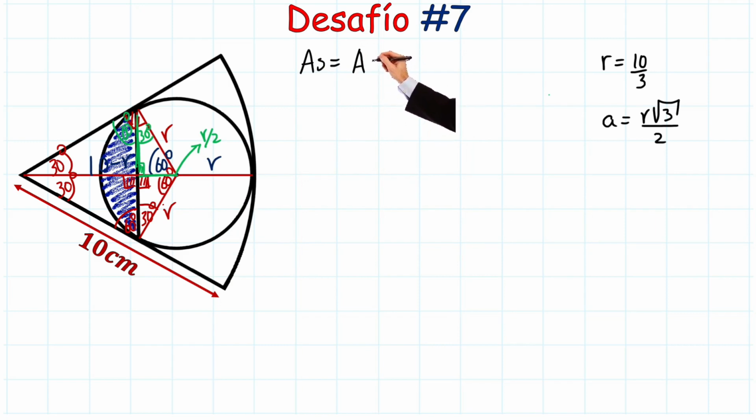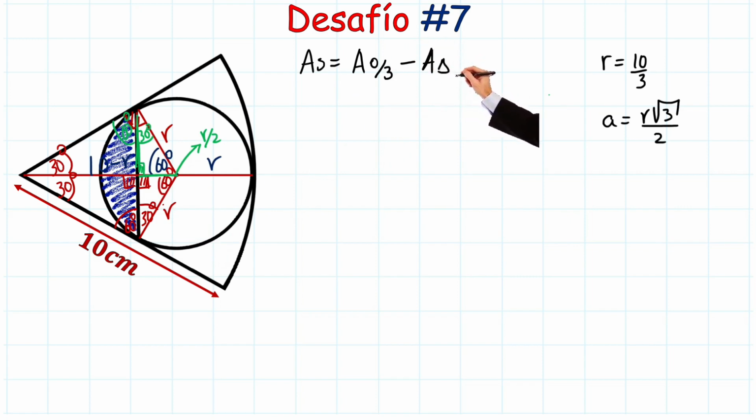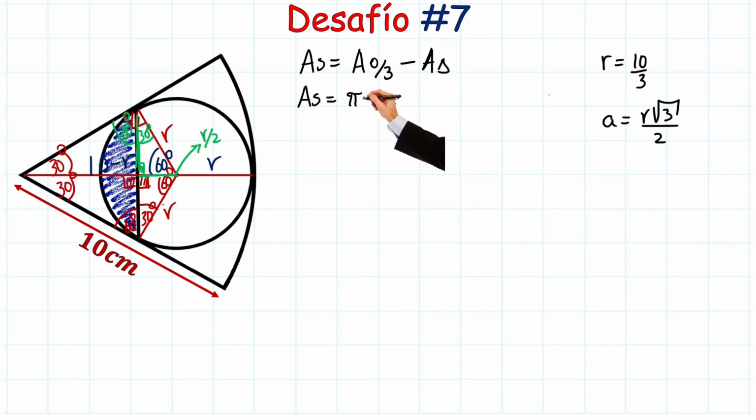So we're going to describe it this way, minus what? Minus the area of this triangle here, minus the area of the triangles. So we have that the shaded area is going to be equal, we're going to move it a bit up here to have space. The shaded area will be equal to the area of 1/3 of a circle. 1/3 of the circle is pi times radius squared over 3, minus the area of a triangle, which is base times height over 2.